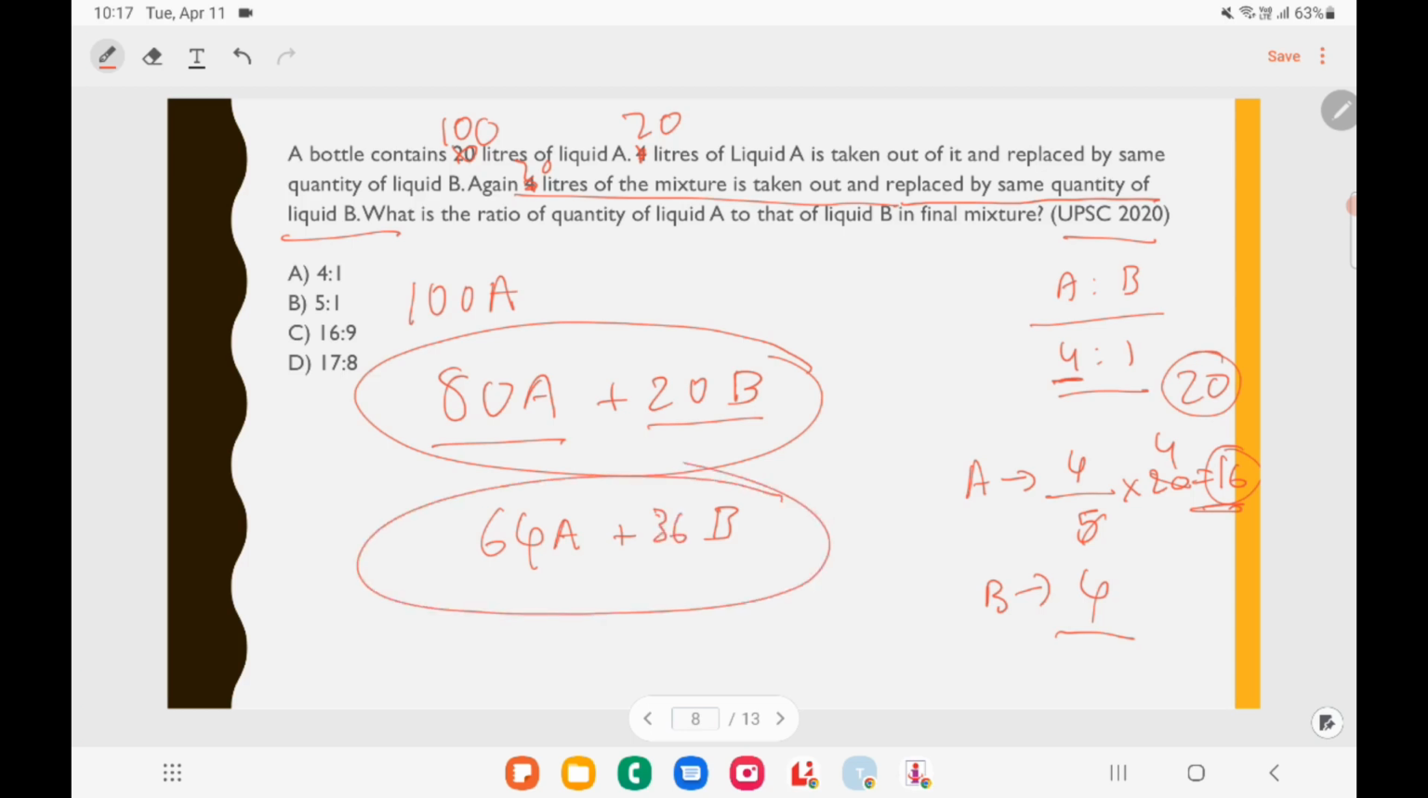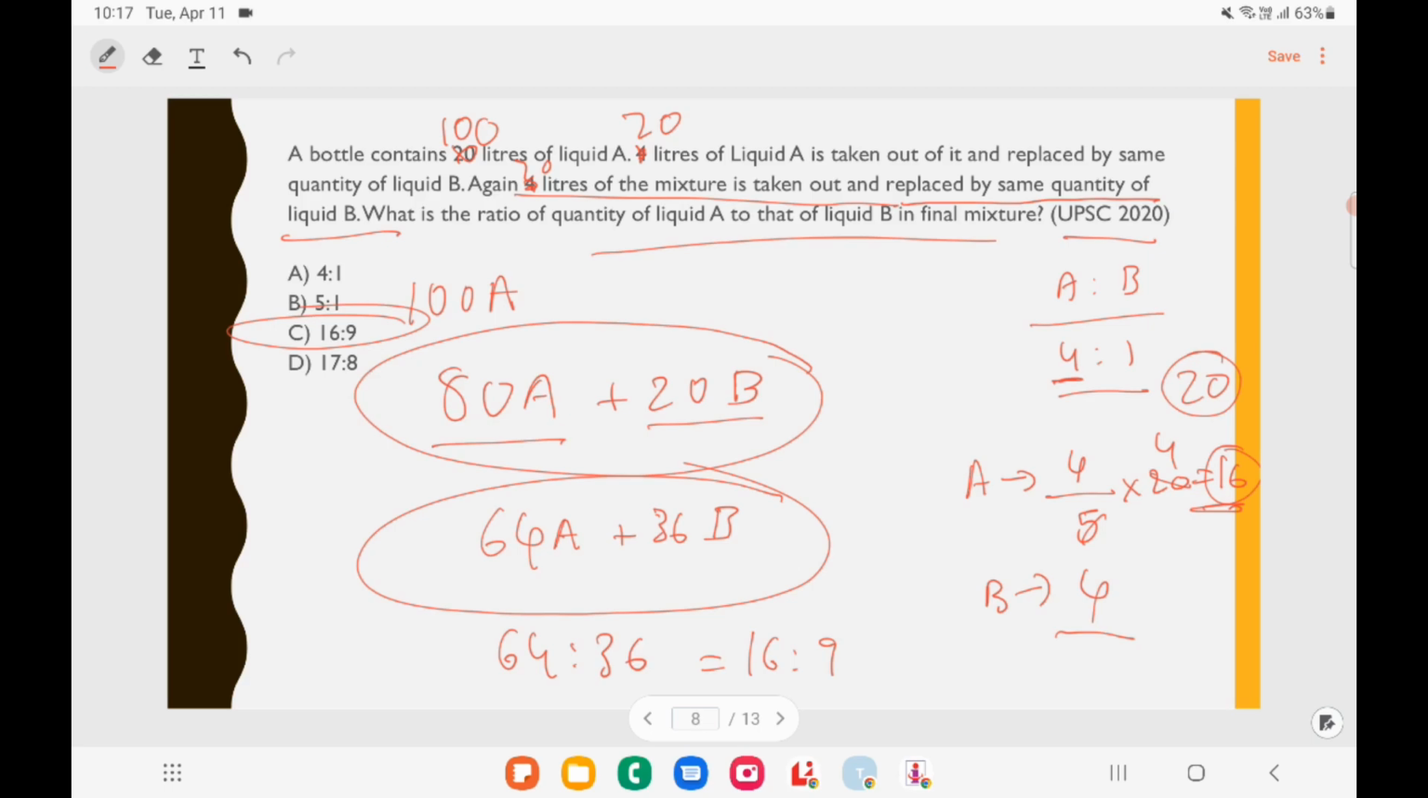Okay. Then we are asked to find out the ratio. What is the ratio of 64:36? You can divide by 4. It is becoming 16:9. So the answer is 16:9. Now if you are not using this method and if you are using the normal way, you will be getting fractions and the calculations are going to be a little bit difficult and complicated. Okay, but if you do like this, then the calculations are going to be very easy. So this is how you need to approach this question.